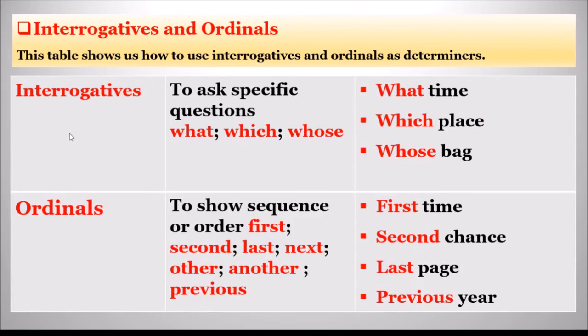And now let us talk about interrogatives and ordinals. These are the last type of determiners, children. This table shows us how to use interrogatives and ordinals as determiners. First, let us talk about interrogatives. Interrogatives are used when we want to ask specific questions like what, which, and whose. These are the three types of interrogative determiners.